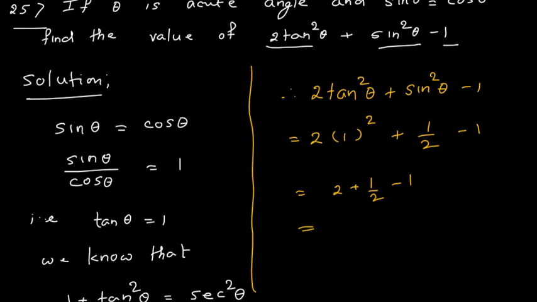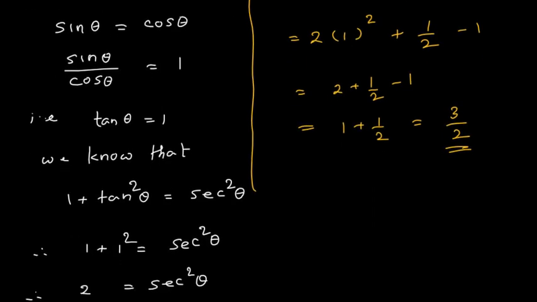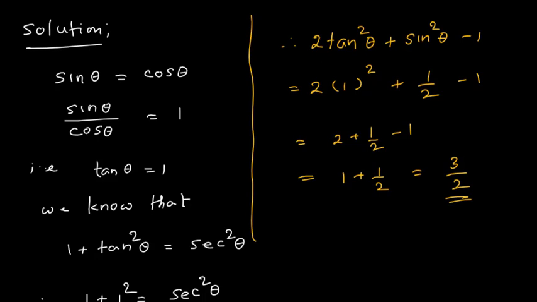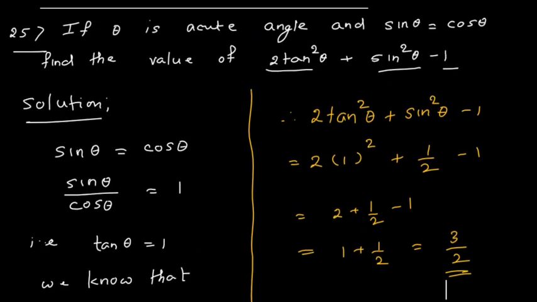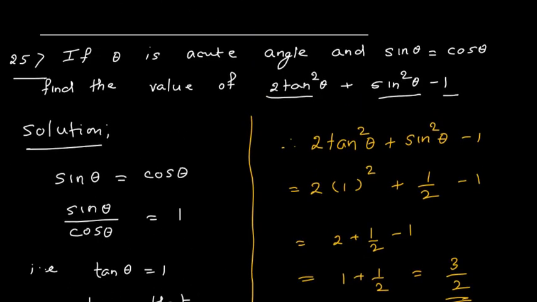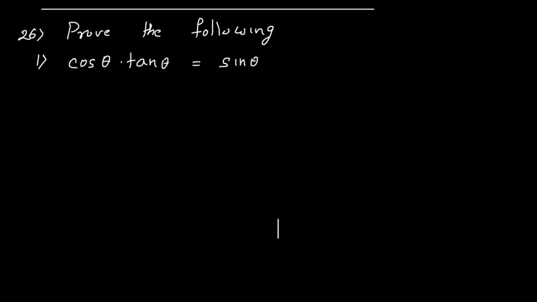Now 2 minus 1 is 1, so it is 1 plus 1 upon 2. So 2 into 1 is 2 plus 1, it is 3, 3 upon 2 is the answer. So 2 tan square theta plus sin square theta minus 1 is 3 upon 2. Yes, got it? Okay. Next, question number 26.